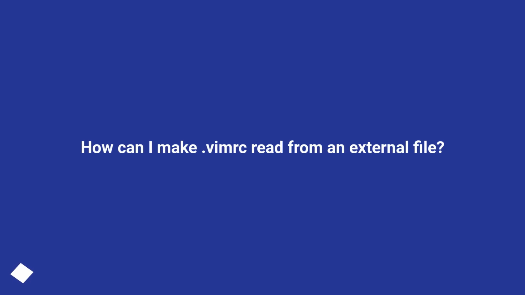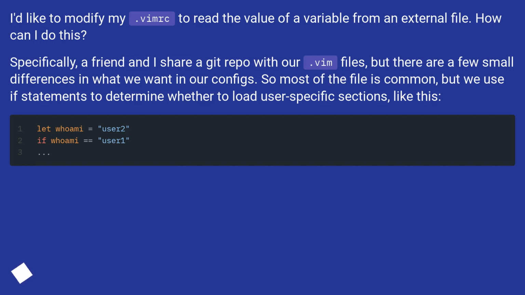How can I make vimrc read from an external file? I'd like to modify my .vimrc to read the value of a variable from an external file. How can I do this?